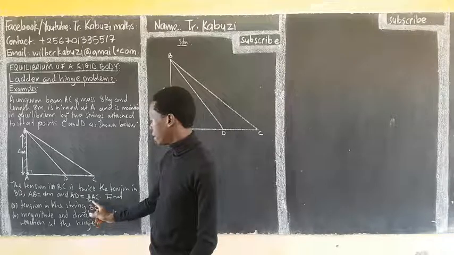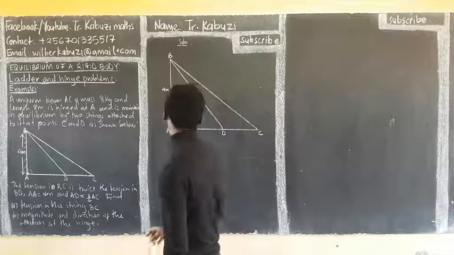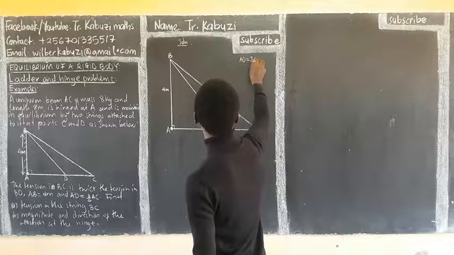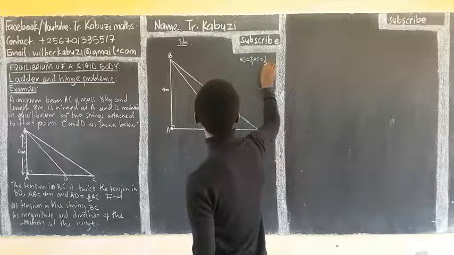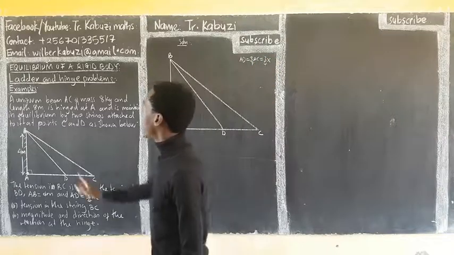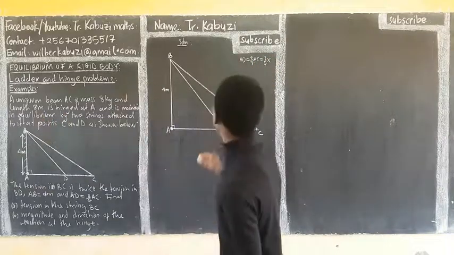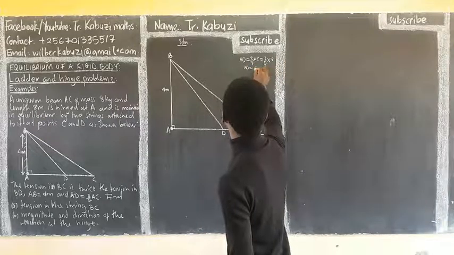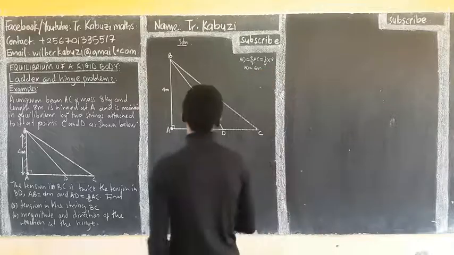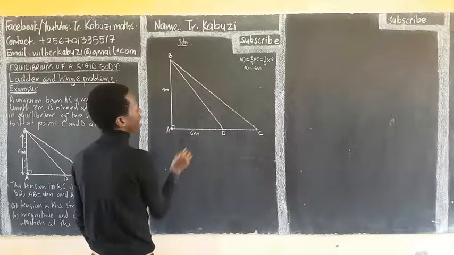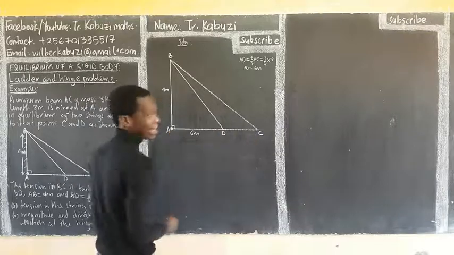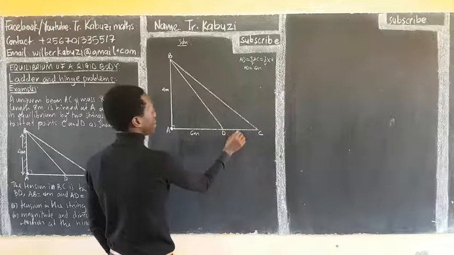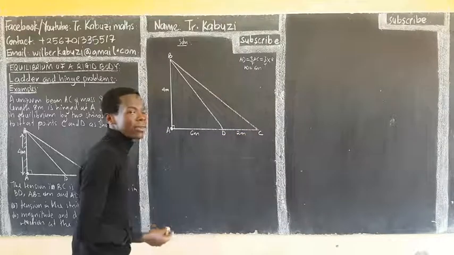So we need to get first of all our AD. So our AD is 3 over 4 AC. This will be 3 over 4, but the length of our rod AC is 8. So our AD is going to be 6 meters. If from here up to here is 8, and this is 6, it means this is going to be 2 meters. That's how we digest the equation.